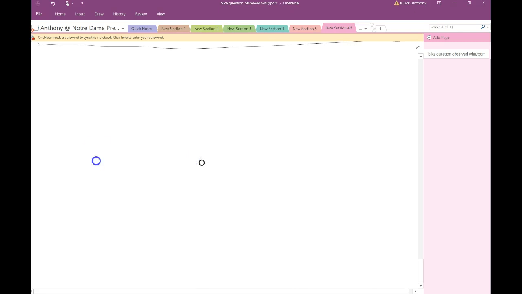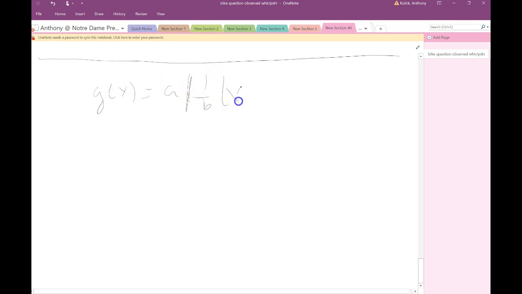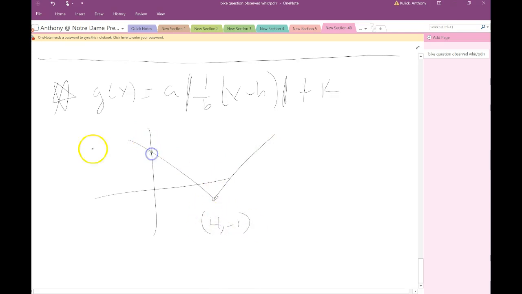So the tool that I'm going to use here is that I know what the general form for an absolute value function looks like. It's the same general form as before. My equation is going to look something like this. Let's say I have this graph, and this is the point (4, -1), and this is the point (0, 3) or something. Okay, so here's my graph.